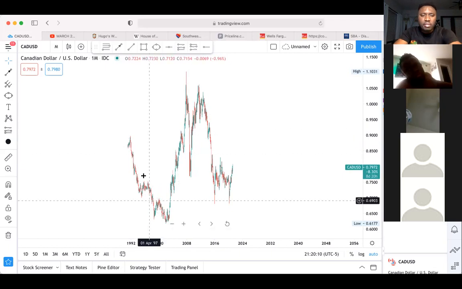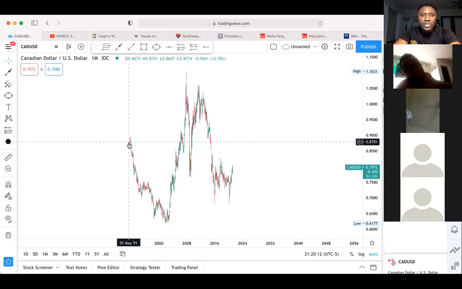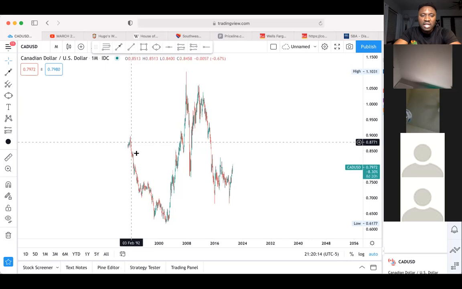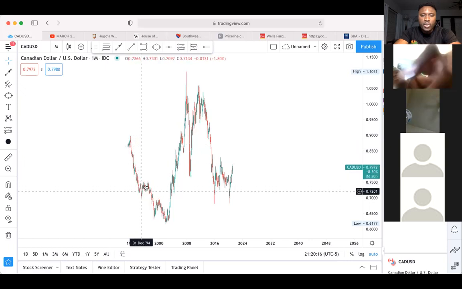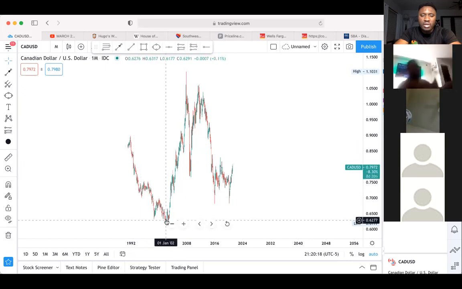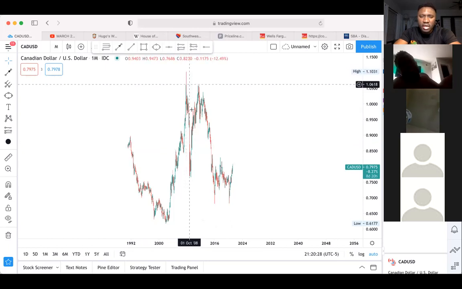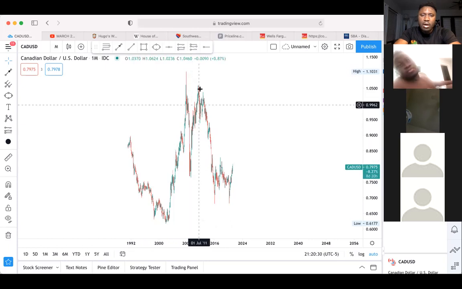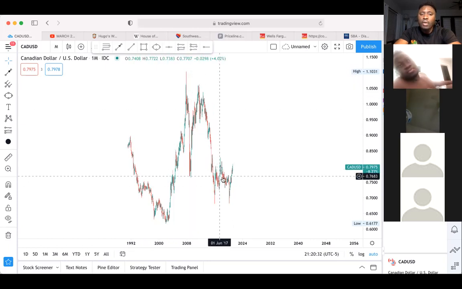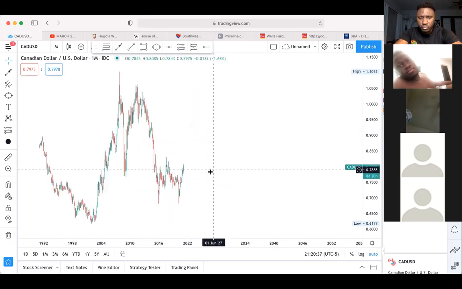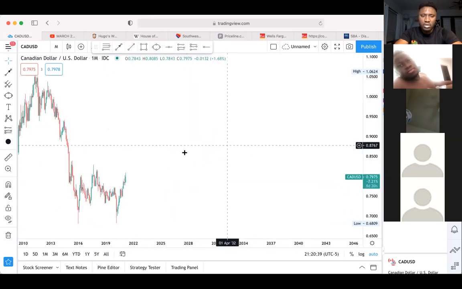And if you look at it on a monthly time frame, you will see that the market started from here, then was bearish, came all the way down, then went back up, started being bullish again in 2005, 2006, all the way to 2007. It went all the way up here, came back down, went back up, came back down, and now the market looks like it's consolidating on a monthly time frame over here.